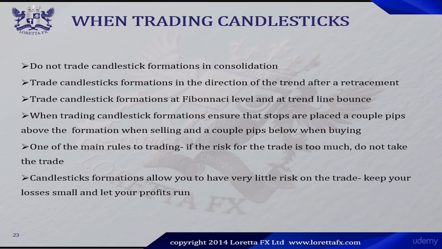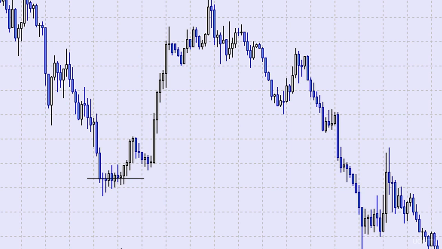Now, when trading candlestick formations, ensure that stops are placed a couple pips above the formation when selling and a couple pips below the formation when buying. So if we're trading a morning star pattern, which is a bullish pattern, our stop should be below the low. If we're trading, let's say, a tweezer bottom formation, we want to place our stops a few pips below the lows of the tweezer bottom. If we're selling this evening star pattern here, we want to place our stops a few pips above the highs of the evening star pattern here.